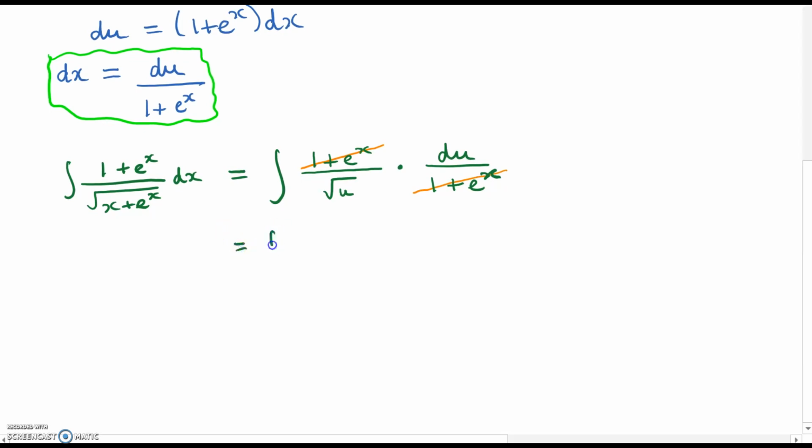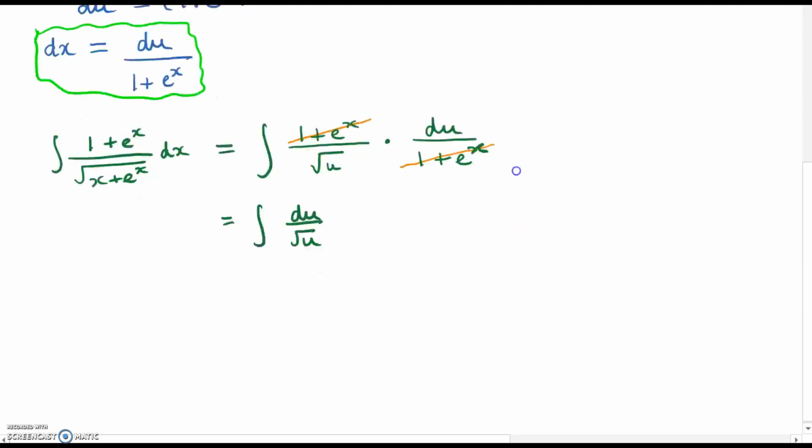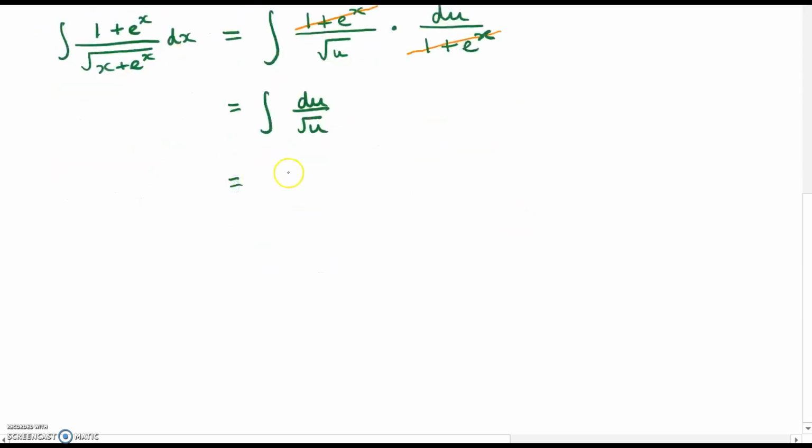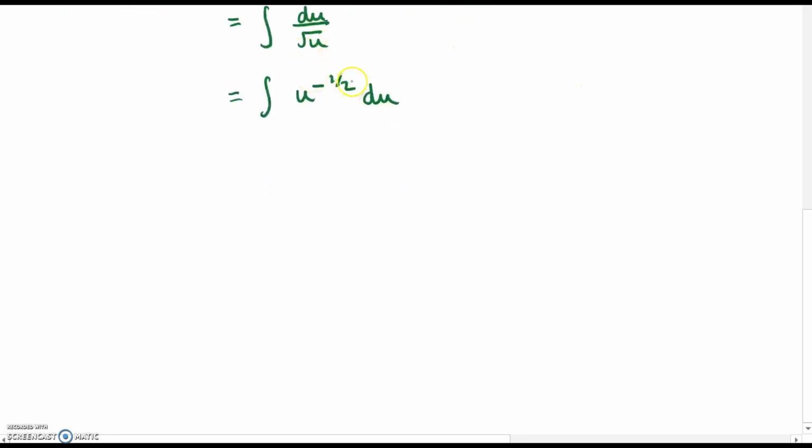we're going to have the integral of du over the square root of u, which is the integral of u to the power of negative 1/2 du. Now don't forget to integrate. Okay, we've just rewritten it, but don't forget to integrate. So increase the power by 1, that'll be u to the power of 1/2, divided by the new power, so divided by 1/2, and then plus c.